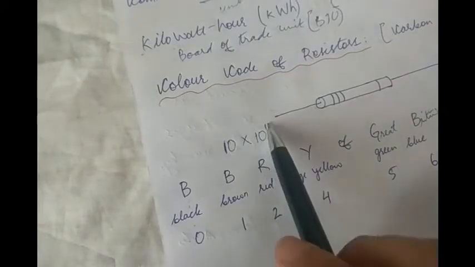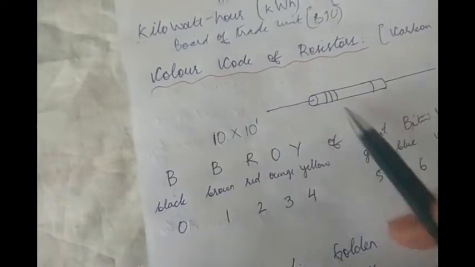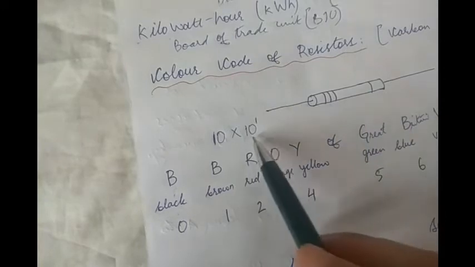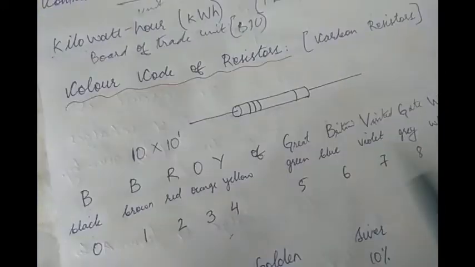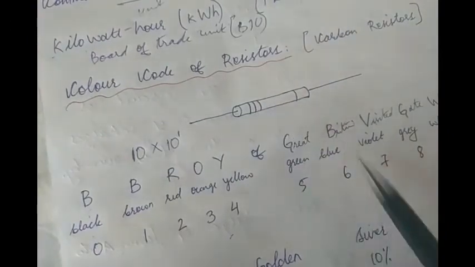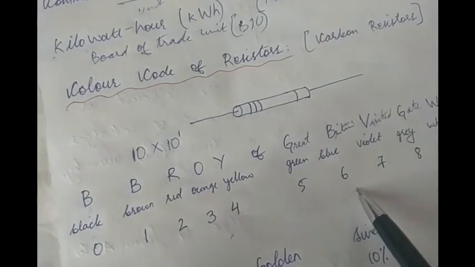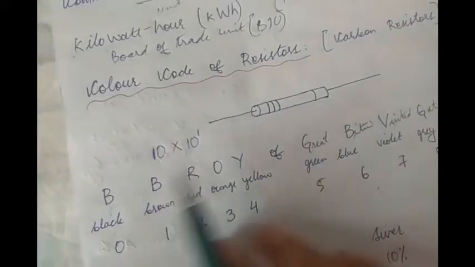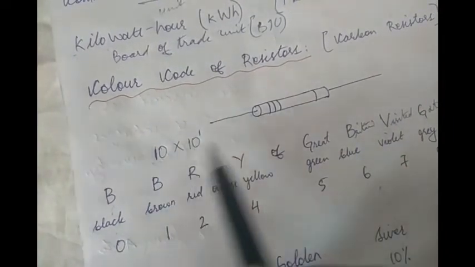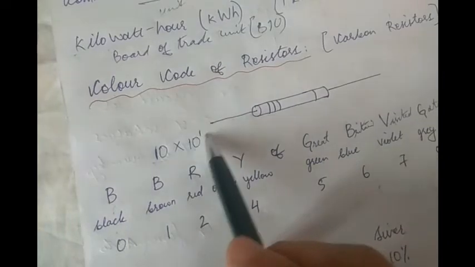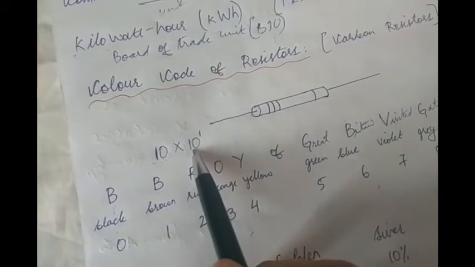Okay, so 10 to the power whatever. If the third band was yellow, it would have been 10 to the power 4. If the third band was blue, it would be 10 to the power 6. So remember, the first two bands give you the value of the two digits. The third band gives you the value of the power to which this 10 is to be raised.